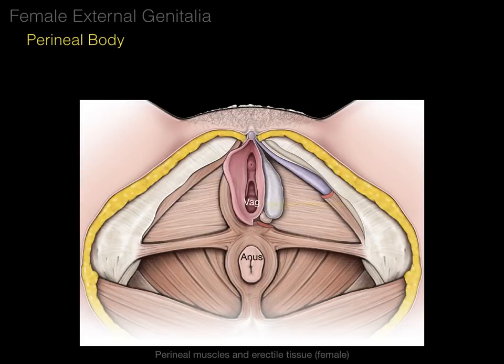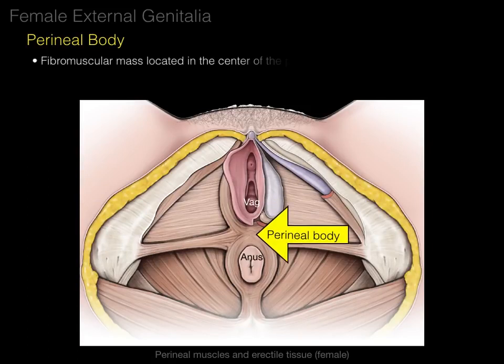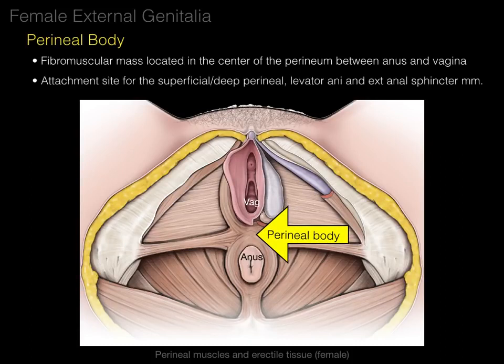But the perineal body is an interesting structure. It's a fibromuscular mass located in the center of the perineum between the anus and vagina. And it's an attachment site for the superficial and deep perineal muscles, as well as levator ani and external anal sphincter. So there's our perineal muscles, there's the levator ani, and there's the external anal sphincter. You can't quite see the levator ani, but the perineal muscles and the anal sphincter you can see, where they all come together in that fibromuscular mass.